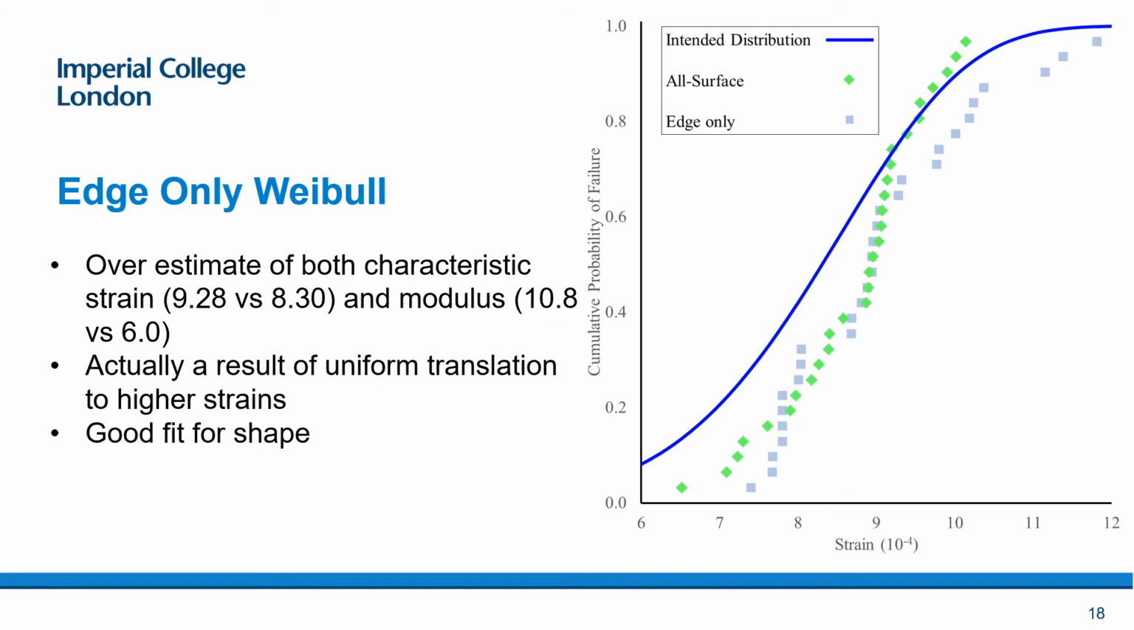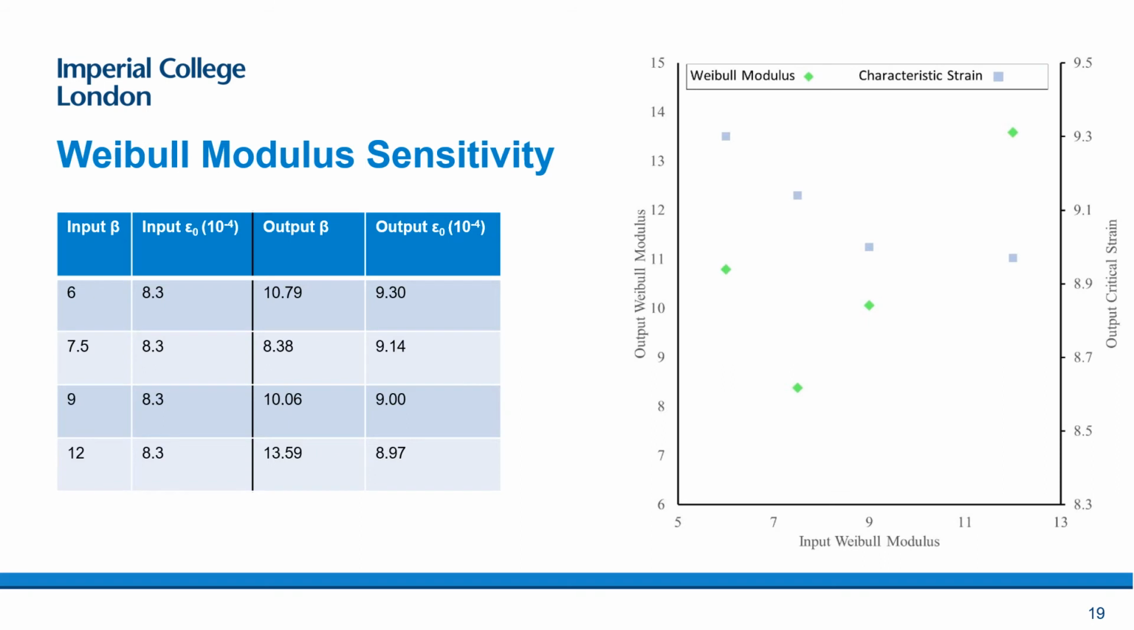So here are the results of actually using that method. We end up with an overestimate in both the characteristic strain and the Weibull modulus, but these are actually a result of a single uniform translation to higher strains, mostly a result of that anyway. So you can see that mostly the curve has just shifted to the right as compared to the intended distribution. The actual shape is a reasonable fit, certainly much better than the all surface scaled method.